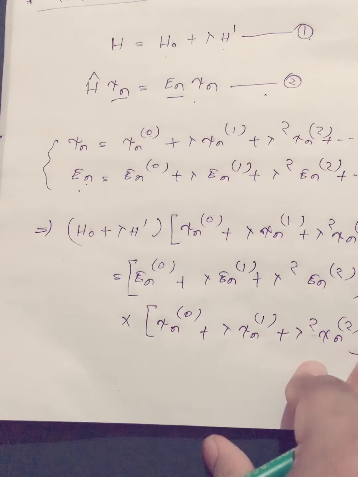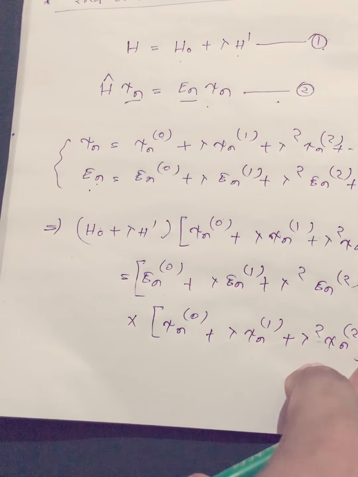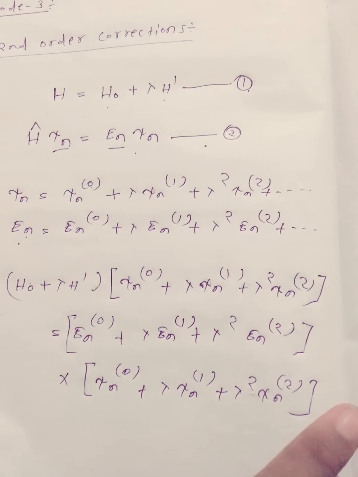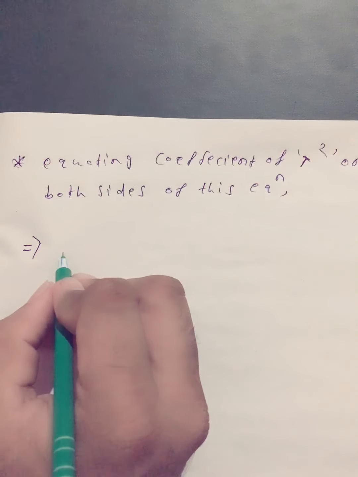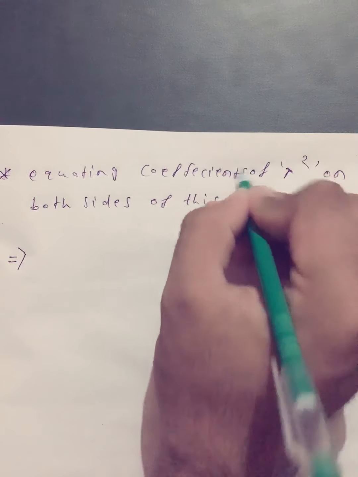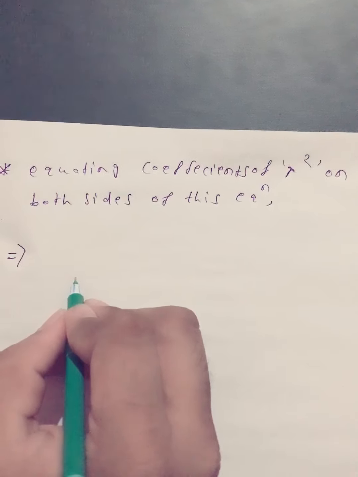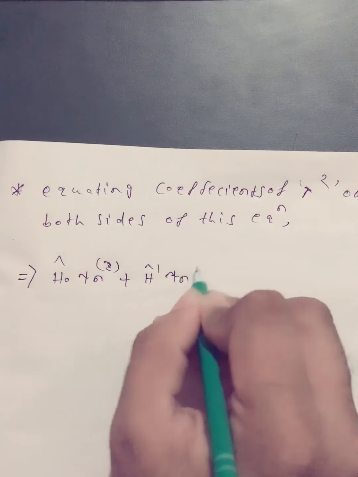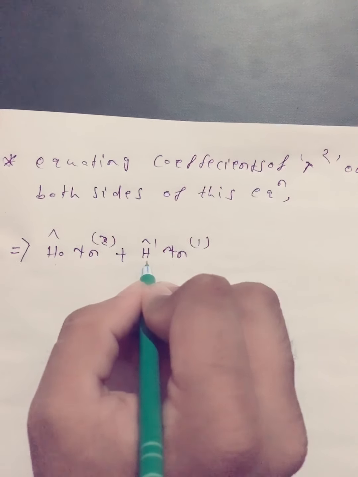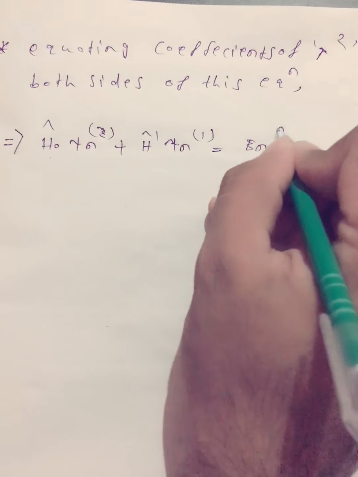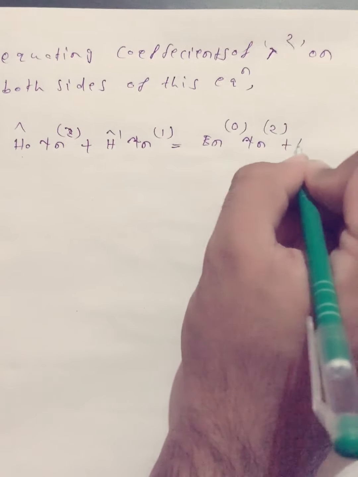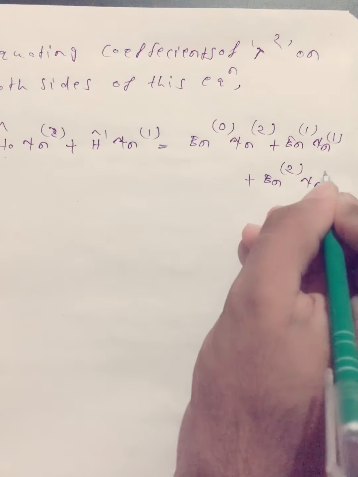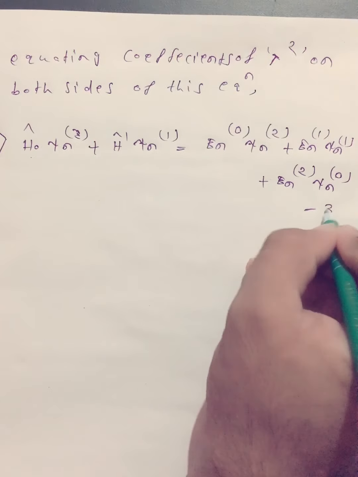Basically we have to equate the coefficients of lambda square on both sides of the equation for the second order correction. After equating, we get H naught psi n 2 plus H prime psi n 1, where H naught and H prime are Hamiltonian operators, is equal to En 0 psi n 2 plus En 1 psi n 1 plus En 2 psi n 0. This is equation number 3.